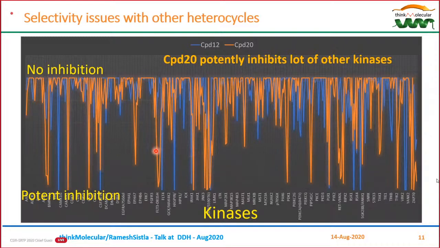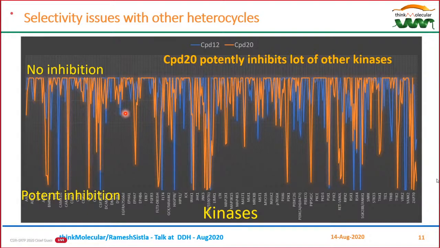However, I have done it differently, and I will take you through this slowly. On the x-axis, we have the kinases, which means each point on this graph represents one kinase. If the point lies at the top, it means there is no inhibition of that kinase, whereas the further down it lies, the more potent the inhibition of that particular kinase. And this is at a concentration of 1 micromolar.